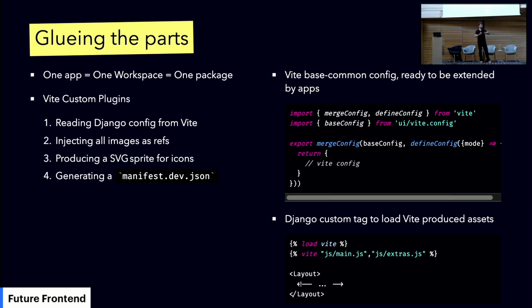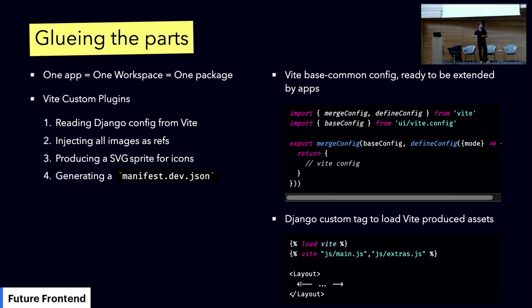So we needed those images to be grabbed by Vite and packaged by Vite. So Vite needed to be aware of the existing images. So we forced Vite to consume all the images in the code base and injected them in Vite with a dedicated plugin. We produced an SVG sprite for the icons, and we generated a manifest.dev.json.